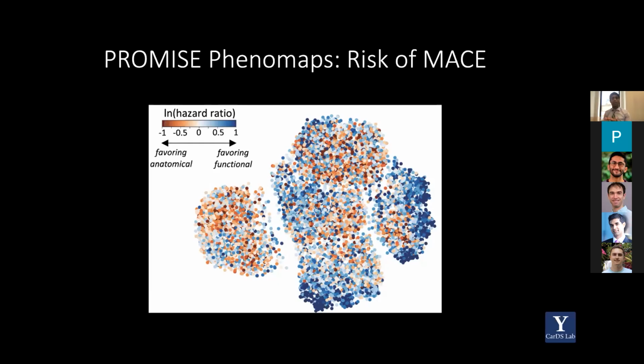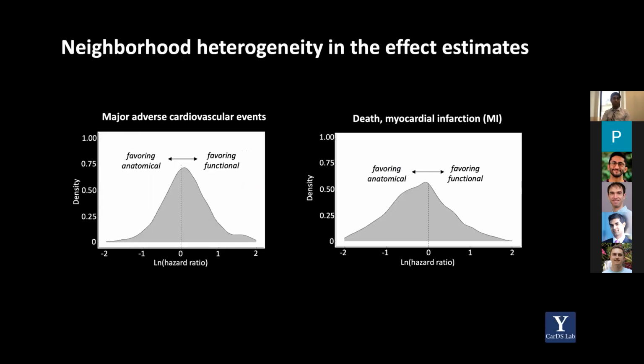The key aspect I want to point out is that each dot is, of course, an individual in the trial. And all through the trial, you see a variation in who would benefit from anatomical or functional testing. If we plot these hazards as a continuous density plot of what I showed in the Phenomap, you see that they are distributed around the central effect estimate, which was null, both for the major adverse cardiovascular events outcome, the primary outcome of the trial, and the death and MI outcome, which was used in other studies that we will go through.